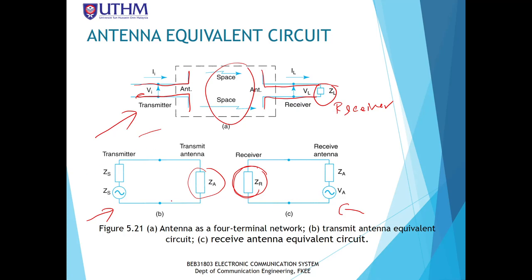This is only the antenna part. Okay, so here ZS is the source. Transmit antenna, this is the antenna impedance, this is the receiver, and this is the receive antenna. Here is the antenna impedance and voltage of the antenna.